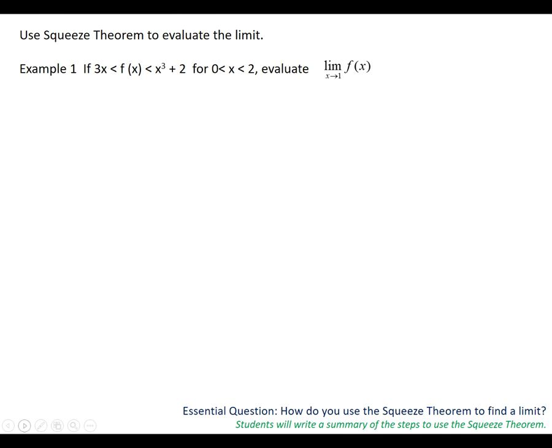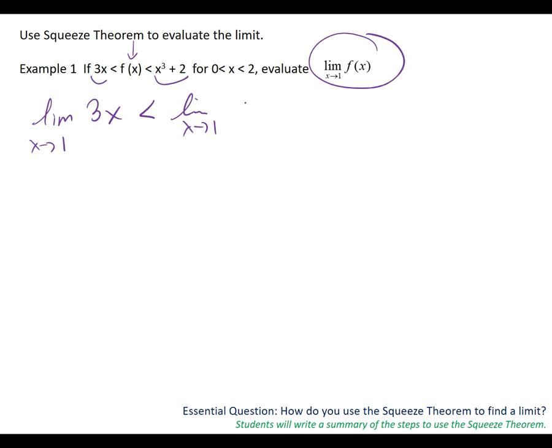We're going to try that. In this one here, they gave us the 2 functions that are being squeezed. They really didn't tell us what the middle function was. So they want us to evaluate the limit as x approaches 1. So here's how I'm going to set it up. So we're going to start, right. Limit as x approaches 1 of 3x. And we know that's supposed to be less than the limit as x approaches 1 of f of x. And that's supposed to be less than the limit as x approaches 1 of x cubed plus 2.